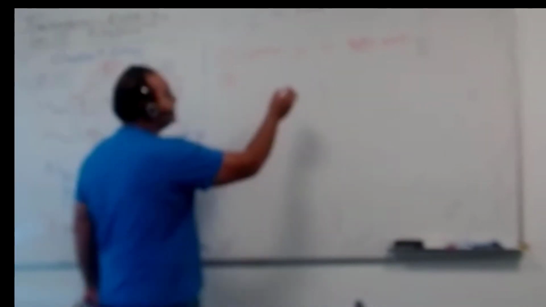So the first one, processes go in certain direction. That's the first thing we talk about in the second law of thermodynamics. Processes only can go in certain direction. Total entropy should increase always.